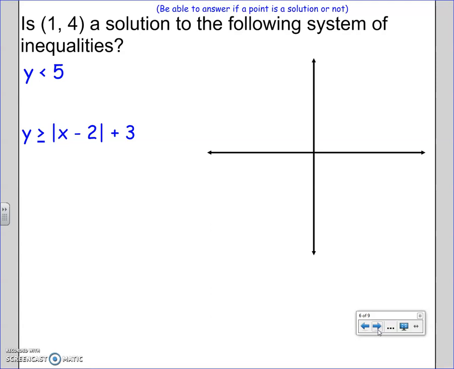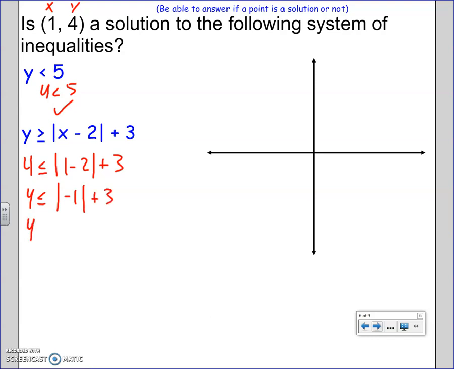So I'll plug in 1, 4 here. 1's x, this is y. So it's 4 less than 5. Yeah, that's true, that's good. Now I try the other one. So y is 4. That's equal to the absolute value of 1 minus 2, plus 3. 4 stays there. I work on the inside. That's a negative 1. Once you have a single number inside the absolute value sign, it comes out as a positive 1 plus 3. 4 is less than or equal to 4. Well, 4 is equal to 4, and that counts. That's true. Since both of them are true, it is a solution. So yes, solution.